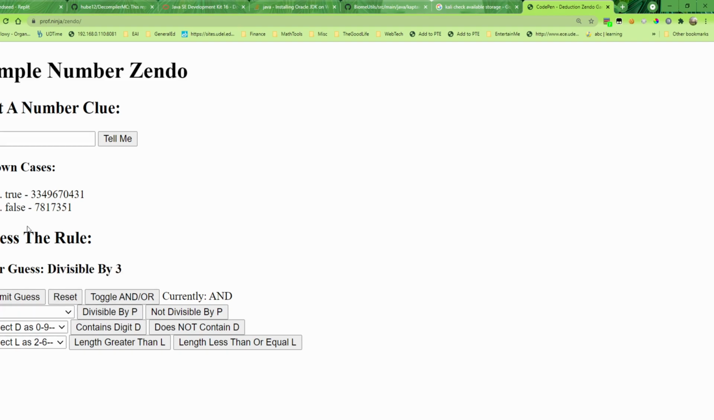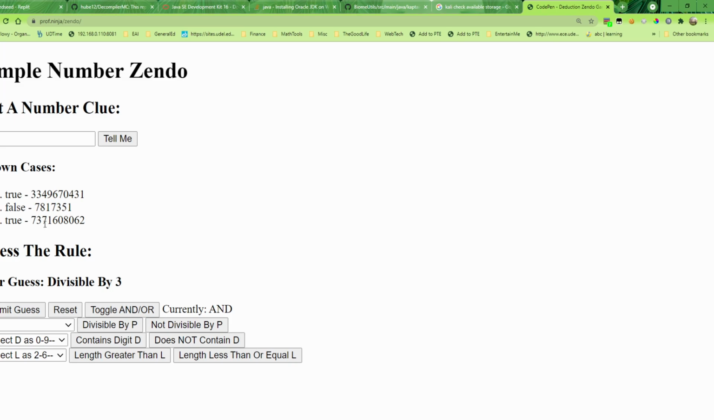I'm okay with making a guess. Divisible by 3. Submit guess. All right. So this one, a long boy that is not divisible by 3. Now, I would actually call this one long too, since my largest length is 6, and this is 7. So all of these are long so far, which is a little bit annoying.